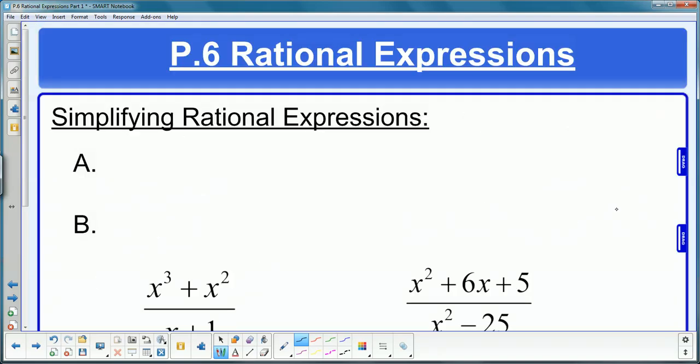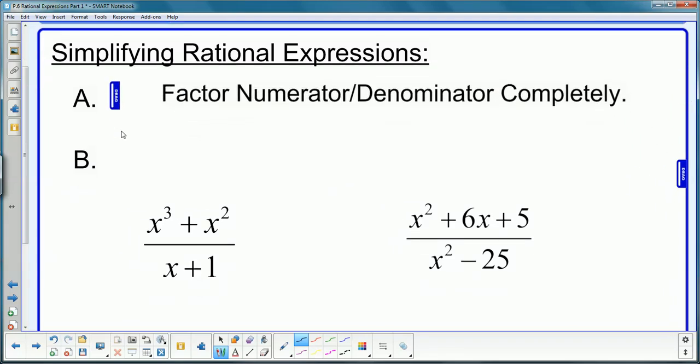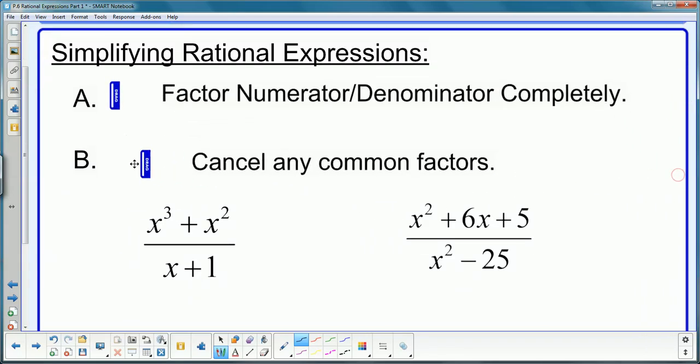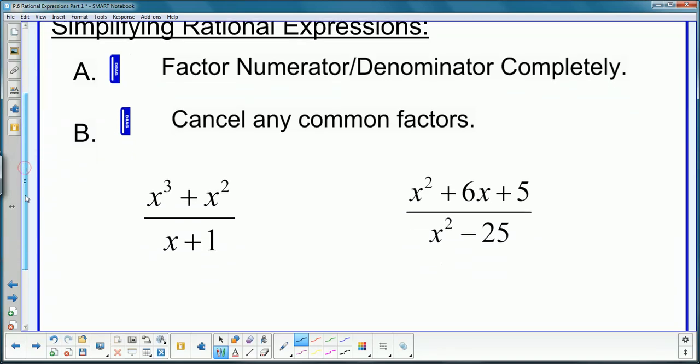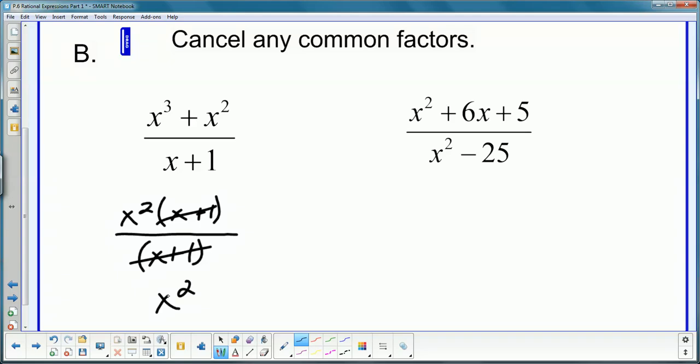Okay, simplifying rational expressions. The way we're going to do that, first off, start by factoring your numerator and denominator completely, and then cancel out any common factors that are in both the numerator and denominator. So if we look at our first example here, I can take out an x squared in my numerator, which leaves me with x squared times x plus 1, the whole thing over x plus 1 still. Which means now we can cancel out common factors. The x plus 1's cancel out, and we end up with x squared.